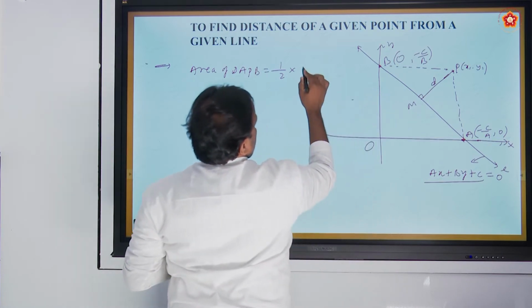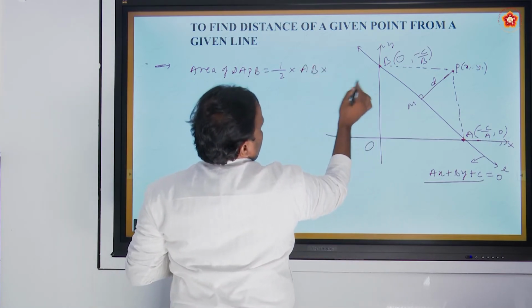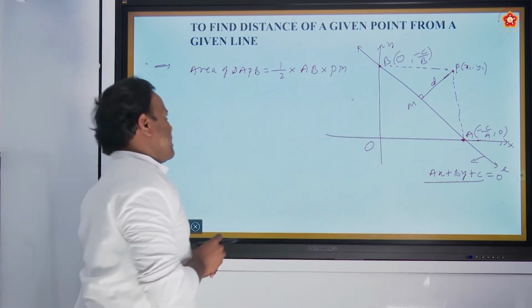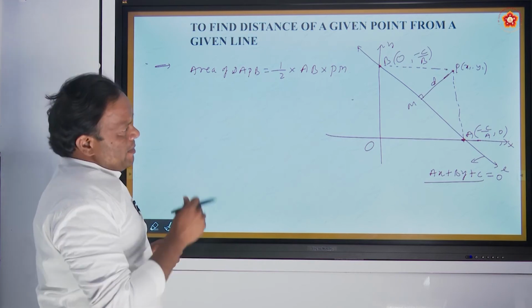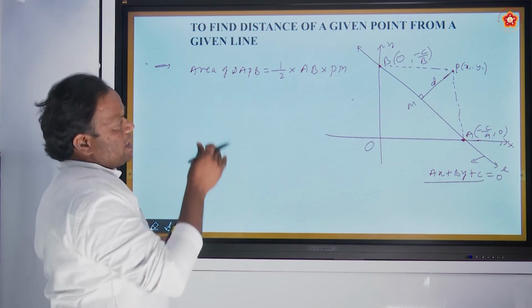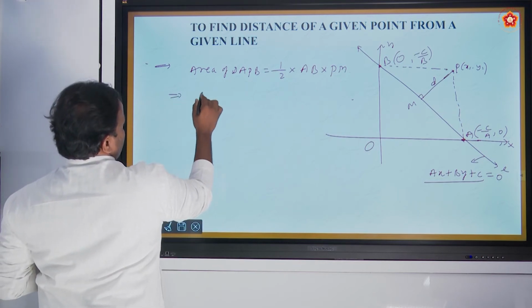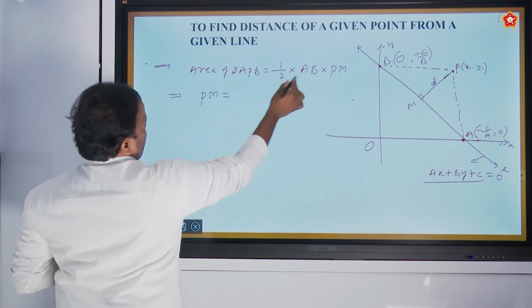So base is nothing but AB, and height is nothing but PM. So actually I need PM, no? PM is nothing but the length of the perpendicular from the point to the line. We need PM. How can you write this PM? This implies PM is equal to, observe here.